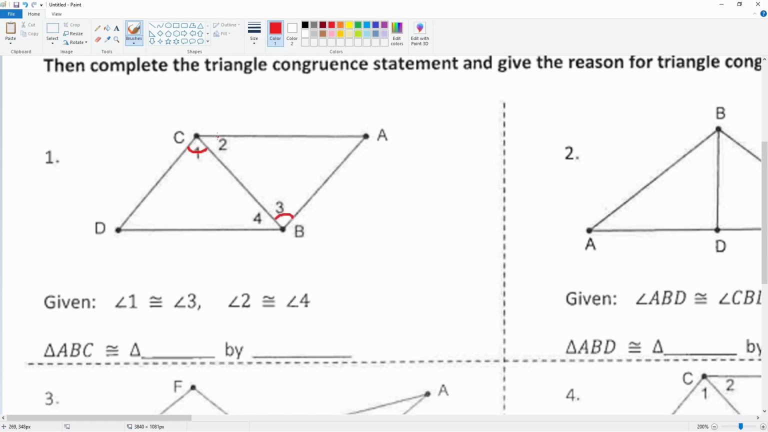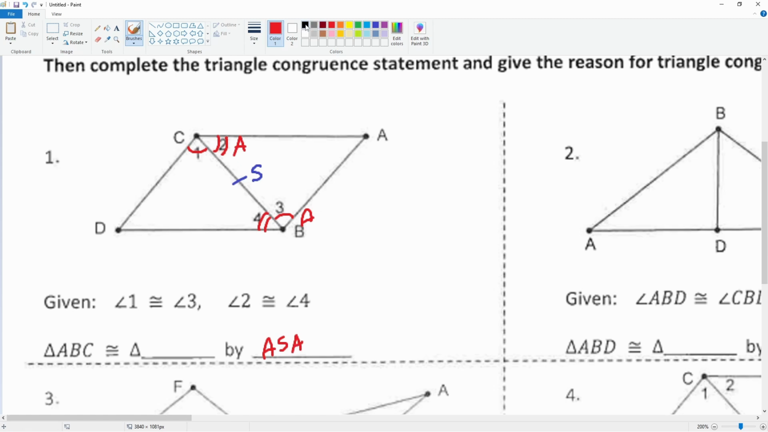Angle 2, so let's do that, 2 curves, is congruent to angle 4, 2 curves. This is an angle, this is an angle. We can get a side by using the reflexive. So we can say this is congruent by the property of ASA.